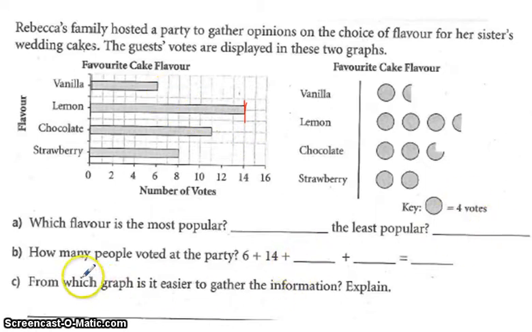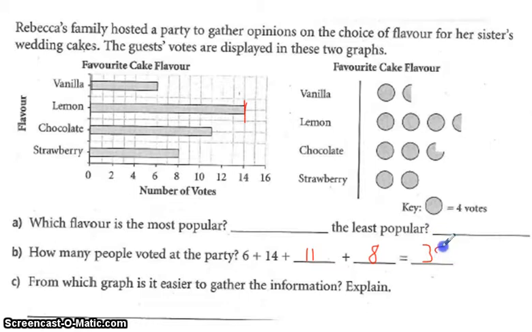So how many people voted at the party? I would just go through each set of data and add up the corresponding number. This one I can quickly see is 6. I can quickly see that that's 14. And this is obviously 11. That's halfway between there. And strawberry, 8. I can add all those up and I get 39.